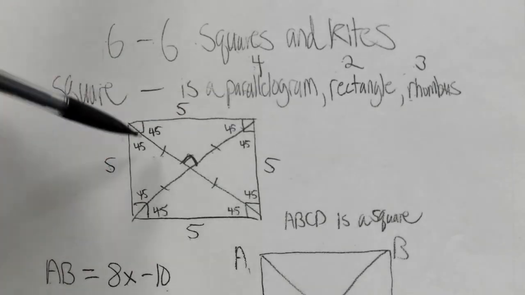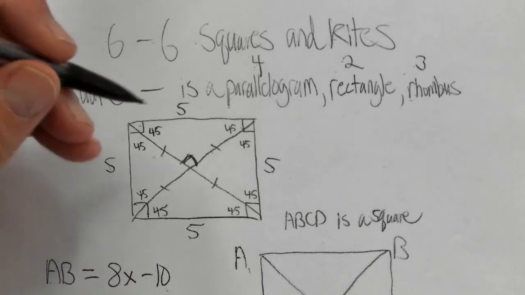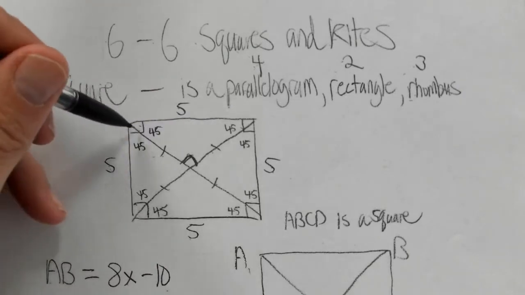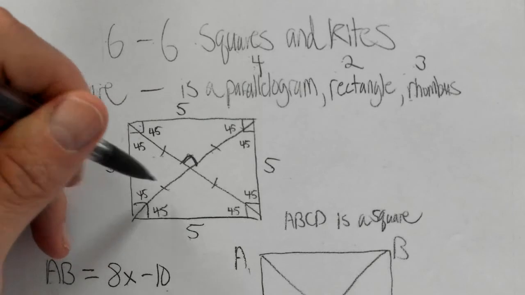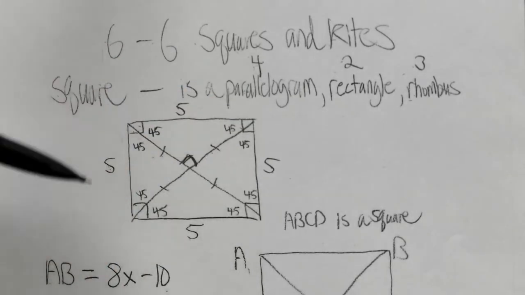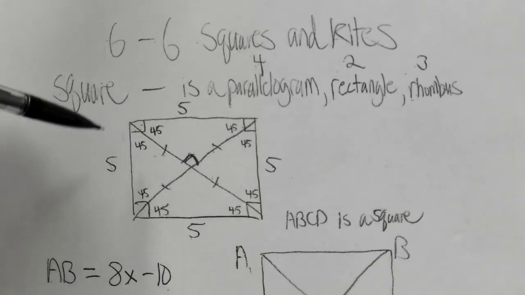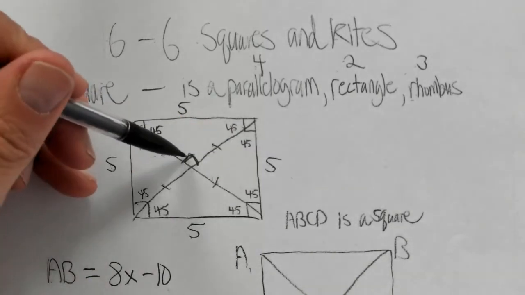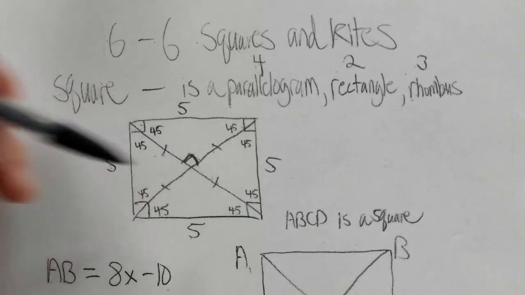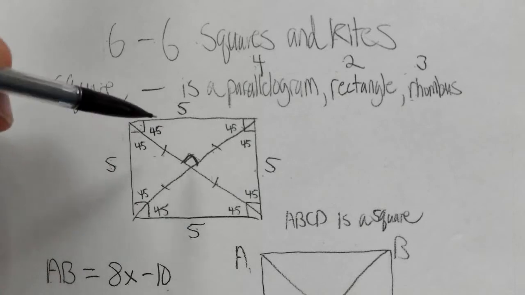In a rectangle, all corners are 90 degrees, right? And in a parallelogram, the diagonals bisect each other, so they cut each other in half. But for a rectangle, the diagonals are congruent, right? So all 4 pieces of the diagonal are the same. Since it's a rhombus, the diagonals are perpendicular, right? And all 4 sides are the same length, right?